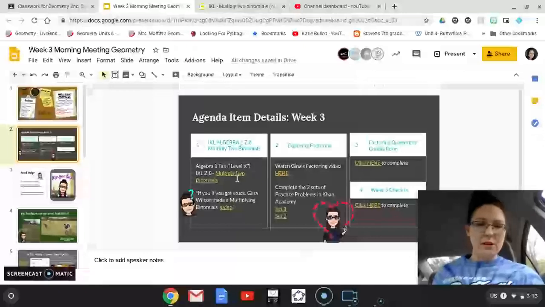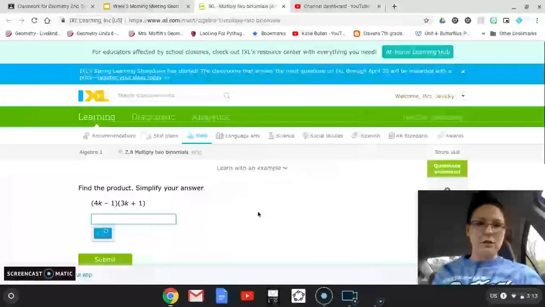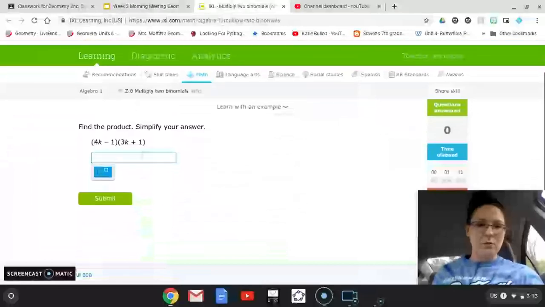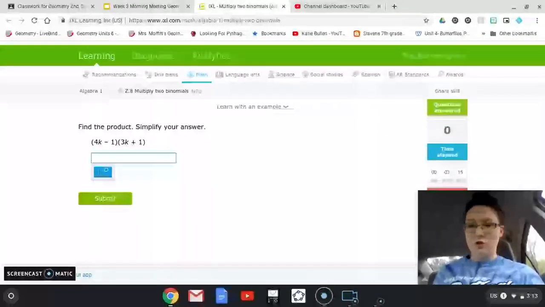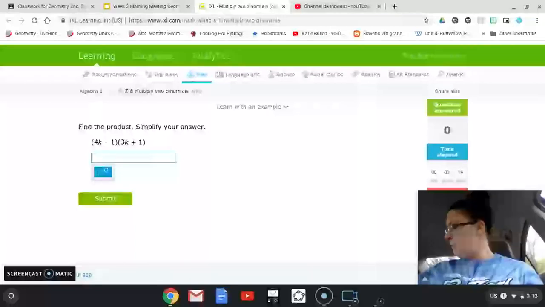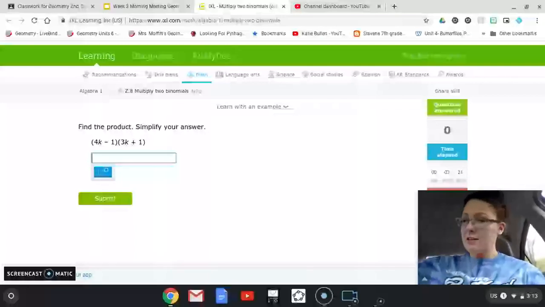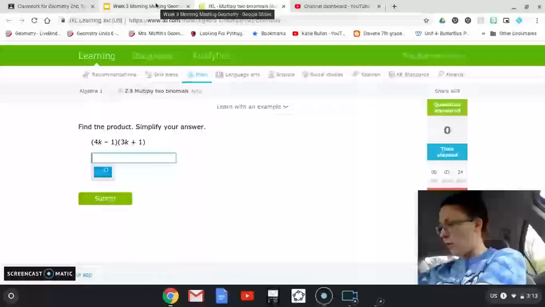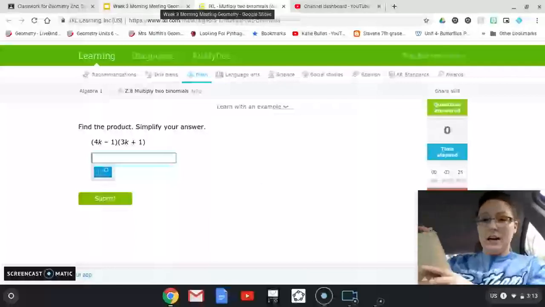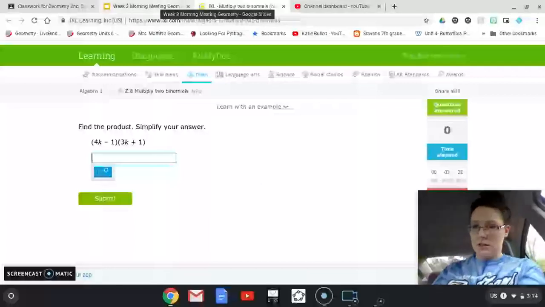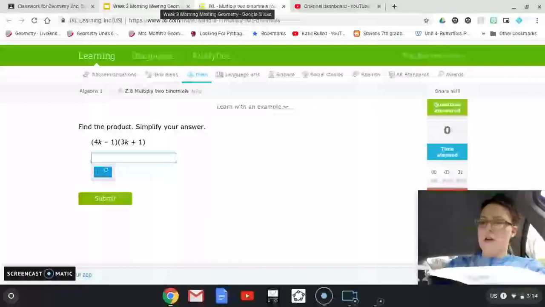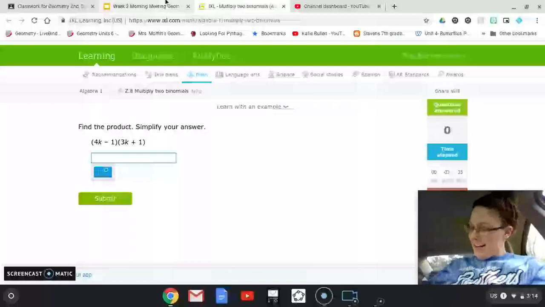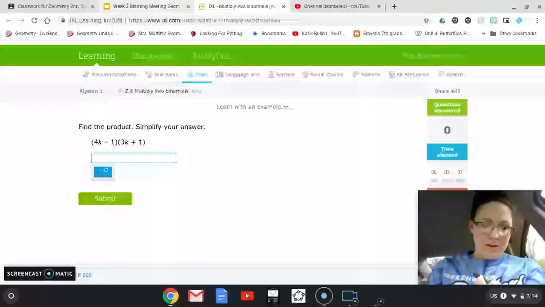When you click on multiply 2 binomials, here's what we get. When we're multiplying binomials, last year Miss Gibson showed you a box method, and then in class a couple of times when we've come across this, I've shown you the FOIL method. I do not care which method you use. It is entirely up to you. Let me get my paper out. If you use the box method for these, I'm going to set myself up a box.